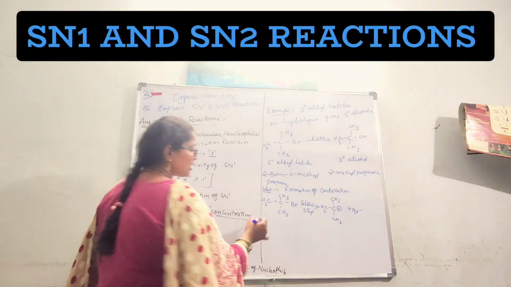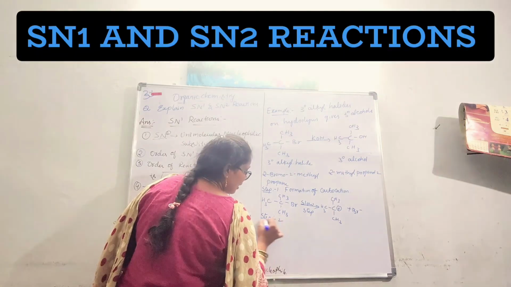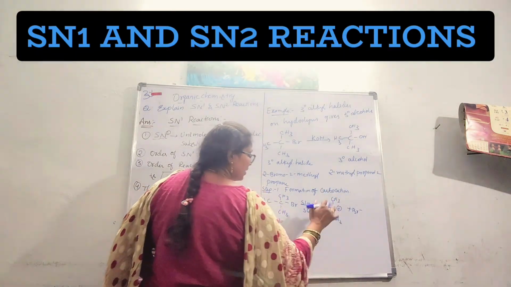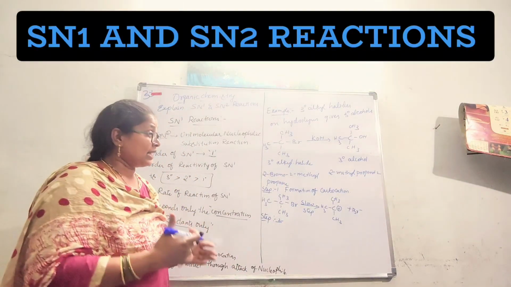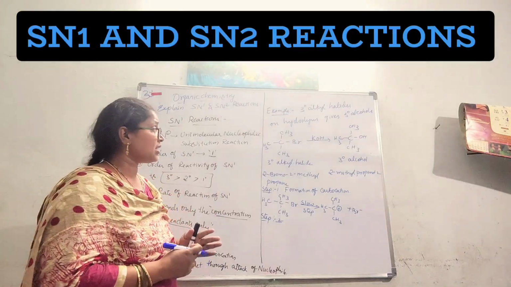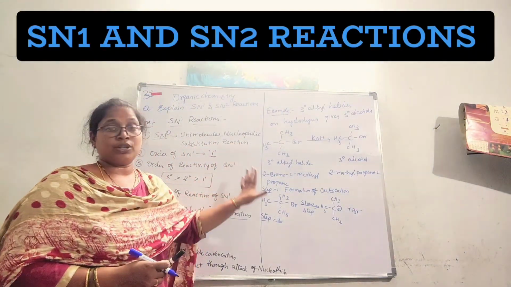And if you observe step 2, what will happen in step 2? For this stable carbocation, there is an attack of the nucleophile. By attack of the nucleophile, we get the alcohol, a tertiary alcohol. That's why this is called a unimolecular nucleophilic substitution reaction.